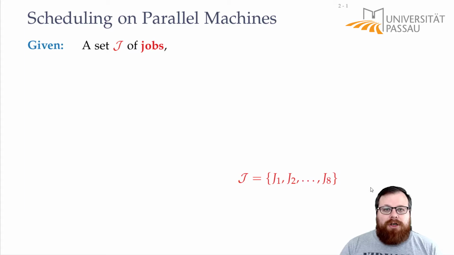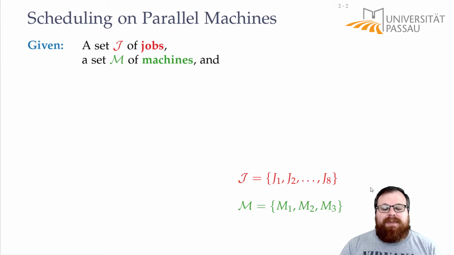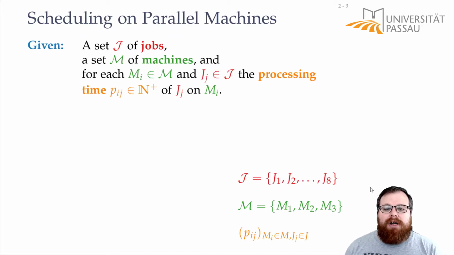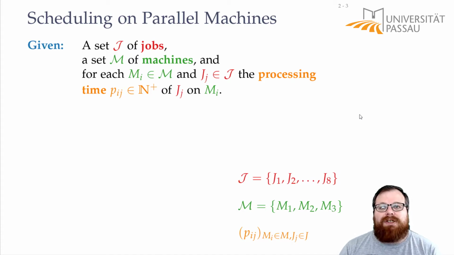We have a set of jobs and we have a set of machines. And for every job we know how long it takes to do this job on a machine. So for any machine and any job, we know the processing time, p_ij, of this job on that machine. And now the problem we want to solve is, of course, we want to assign the jobs to the machines, and we want to optimize something. So there are several things you may want to optimize.